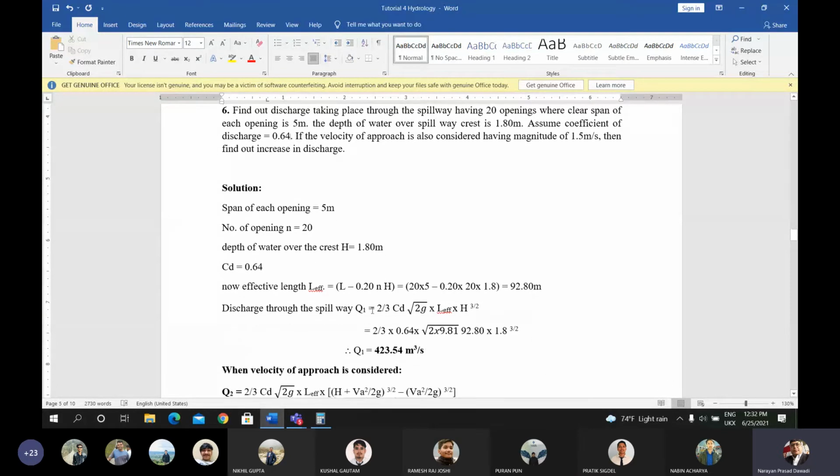Now the discharge through the spillway. Discharge through the spillway is given by the rectangular case formula, 2/3 CD under root 2g L H to the power 3/2. The L is taken as the effective length. Okay, this is the discharge formula used for hydraulic structures. Okay, for the rectangular crest weir or notch, you can use this formula.